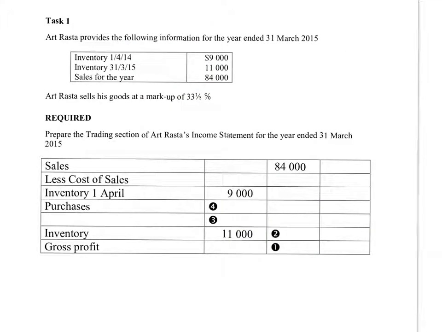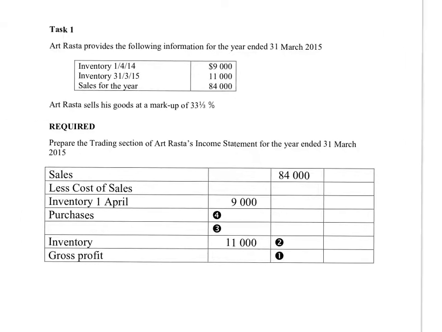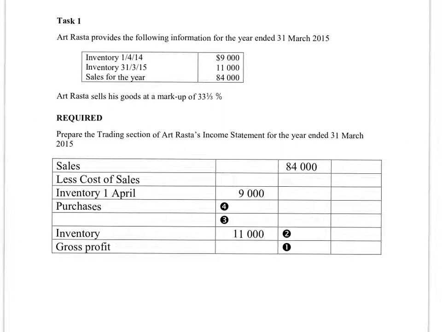In this task, you've been given the markup, and the markup is 33%. So here it is. The markup is 33%. You're also given opening inventory up there, closing inventory, and you're given sales. So you need to find the cost of sales, which will then enable you to find the gross profit, and then move on to the rest of the income statement. But in this case, all you need to show is the gross profit.